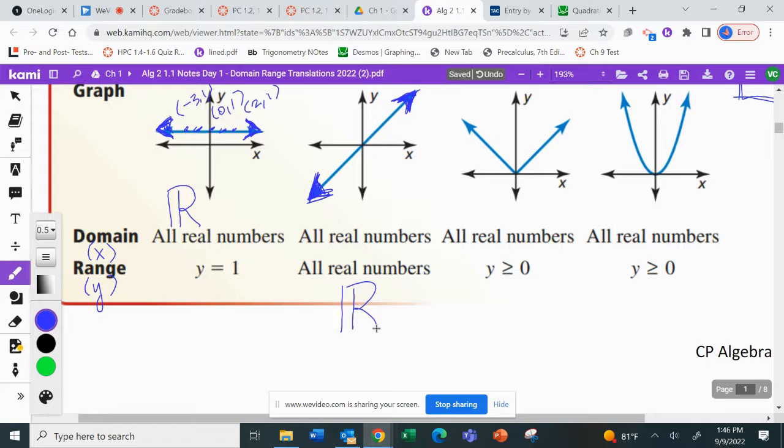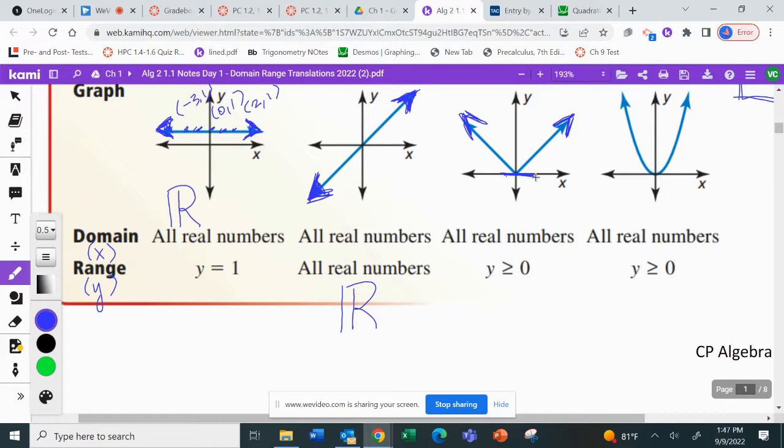Absolute value that we've been working on. How far to the left, how far to the right does that go? All real numbers. Goes on forever. But it doesn't go down all the way. So those arrows only point up. So when we talk about the y's, we say, what is the lowest y? Thinking about the y value, what is the lowest y? 0, and then from there it goes up. So we have y is greater than or equal to 0.